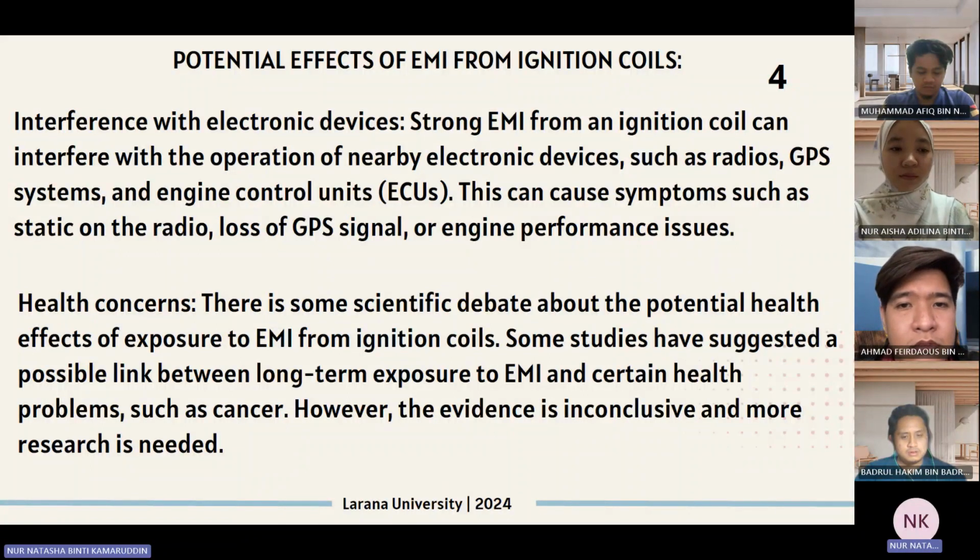Health concerns, where there is some scientific debate about the potential health effects of exposure to EMI from ignition coils. Some studies have suggested a possible link between long-term exposure to EMI and certain health problems, such as cancer. However, the evidence is inconclusive, and more research is needed.